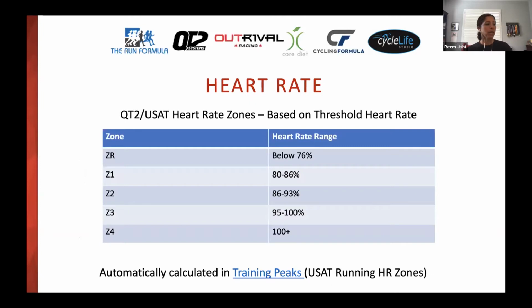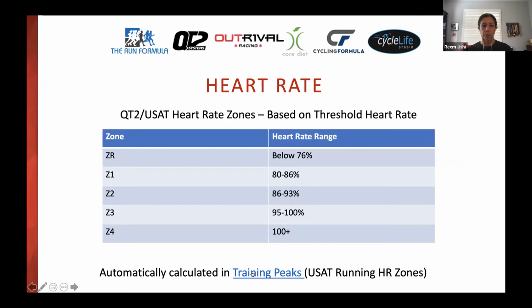Okay, so next one, and this is probably, from the QT2 system standpoint, the area that we rely on the most: heart rate zones. We figured out what they are. We know that these are training zones and they're based on threshold. So in QT2 USA Triathlon, in Training Peaks, you go into it and you know what your threshold is.